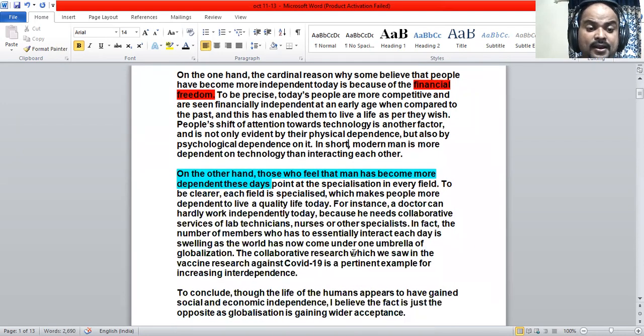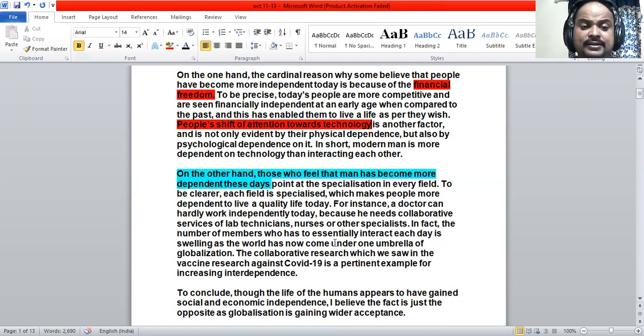Okay. On the other hand, the first paragraph deals with independency: why some people think that people are becoming more and more independent these days, because of two reasons. Number one is the financial freedom, and number two is the shift of attention towards technology.